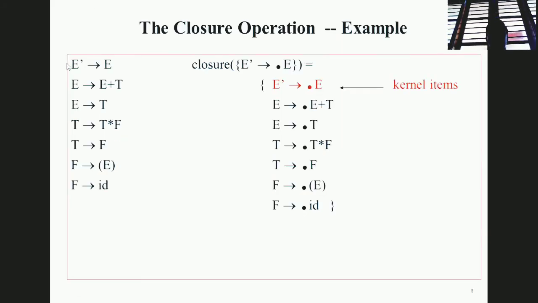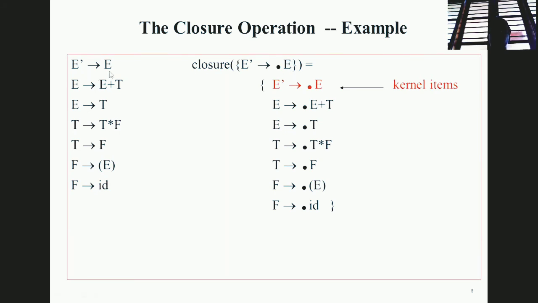So for example, this is the grammar given, and then we have added a new production, that is E dash tends to E. So this becomes an augmented grammar for the given grammar. I'm supposed to find the closure. So I start with my first LR(0) item, that is closure of E dash tends to dot E. It is of the type A tends to alpha dot B beta, and now my B is nothing but E.